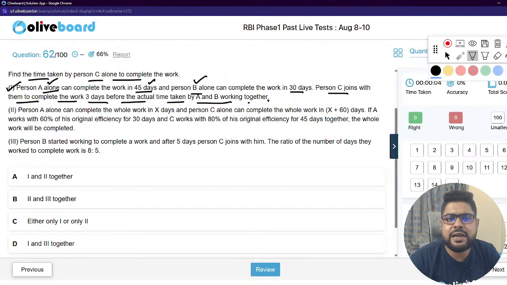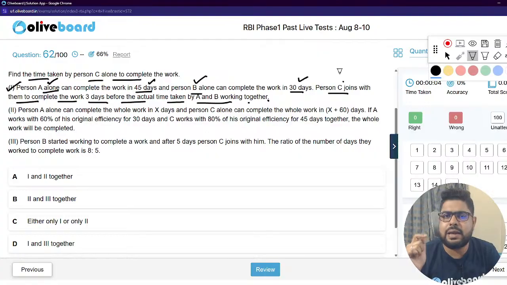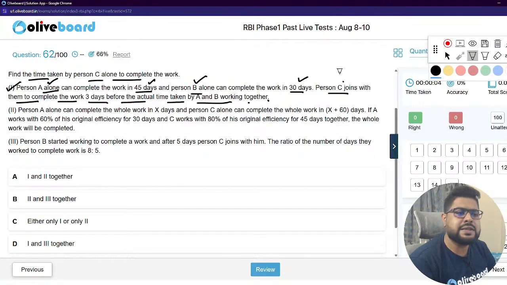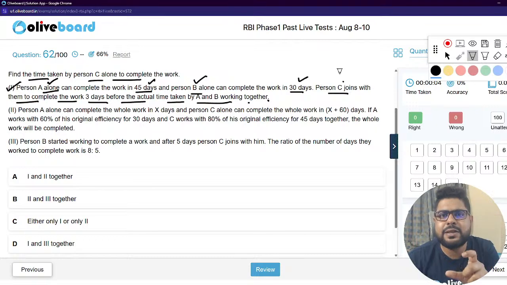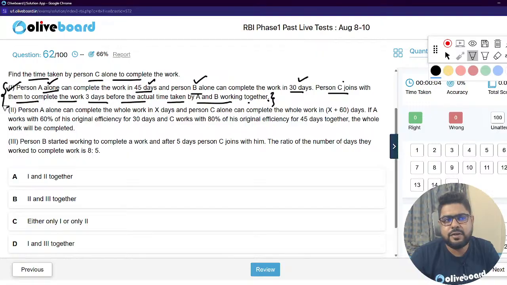B's efficiency I know. And if I know A and B, I know A plus B plus C, because once C joins, they are taking 3 days less. So C's efficiency is whatever A plus B does in 3 days. You see, very simple. So this particular line alone is enough to answer. From one alone, I'll get my answer.